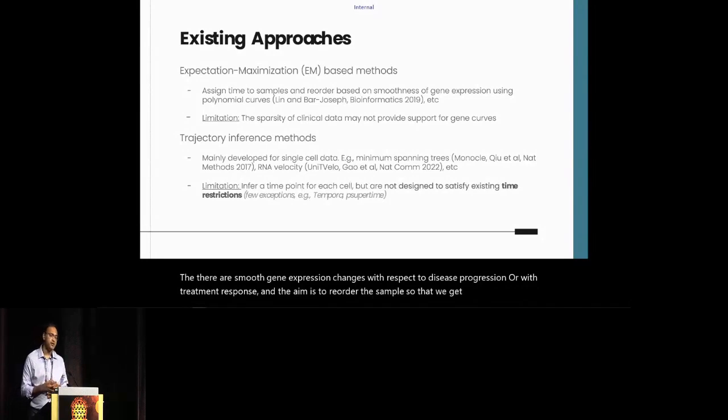The main limitation here is that the clinical data would be very sparse. For example, if there are very few patients, for the polynomial gene curves, you have very few support points. So they don't fit very well.